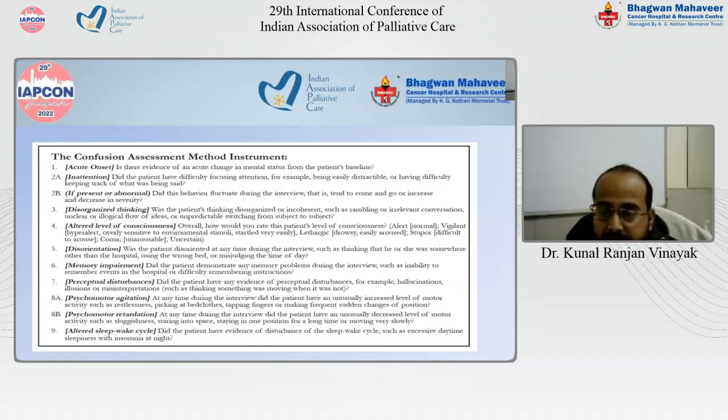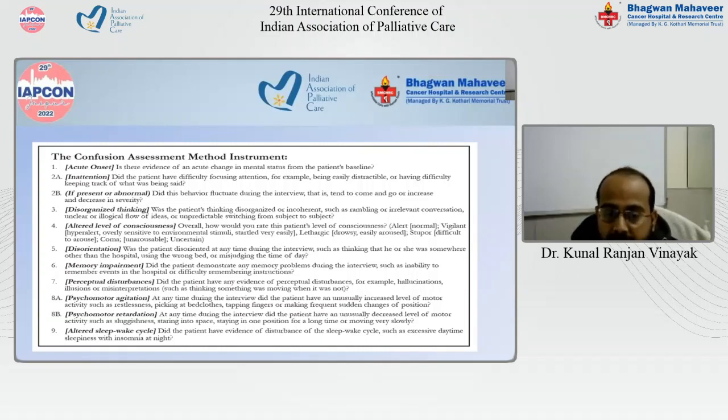Disorganized thinking can be tested by looking at whether the patient has rambling or irrelevant conversation, unclear or illogical flow of ideas, or unpredictable switching from subject to subject. Altered level of consciousness varies from alert, vigilant to lethargic, stupor, and coma. Disorientation can be tested through time, place, and person. Memory impairment should also be evaluated during the interview, such as inability to remember events in the hospital or difficulty remembering instructions.